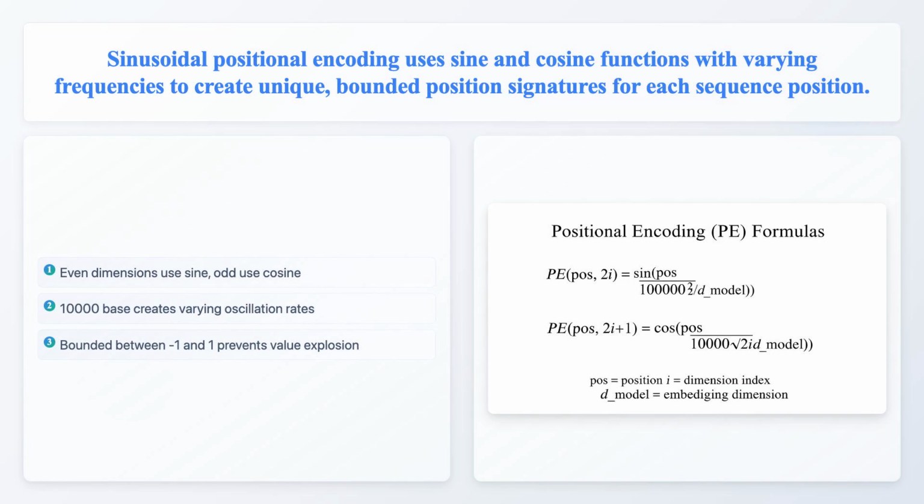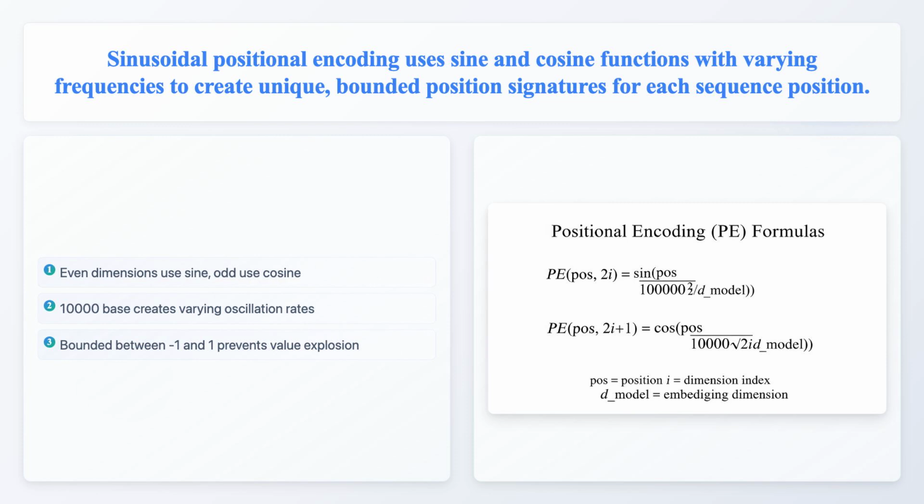Now, for the mathematical implementation, the sinusoidal positional encoding formulas that create these unique signatures. For even-numbered dimensions, we use PE(pos, 2i) = sin(pos / 10000^(2i/d_model)). For odd-numbered dimensions, PE(pos, 2i+1) = cos(pos / 10000^(2i/d_model)). Let's decode this formula. Pos is the position in the sequence: 0 for the first token, 1 for the second, and so on. i represents the dimension index, and d_model is the total embedding dimension, typically 512 or 768.